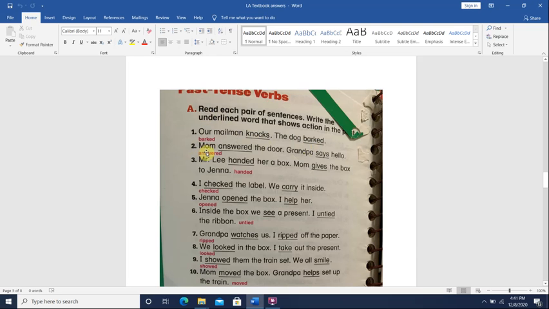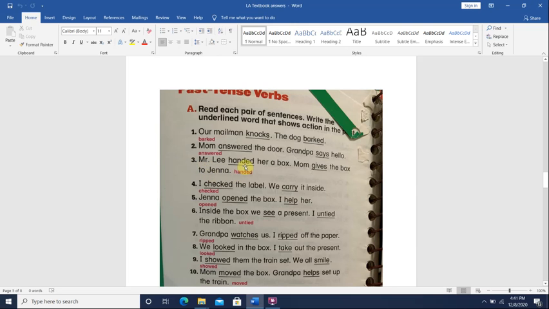Okay, number 2, Mom answered the door, Grandpa says hello. Okay, which one is the verb? Answered or says? Okay, so answered is the verb that shows action in the past because it ends with ed. Mr. Lee handed her a box. Mom gives the box to Jenna.